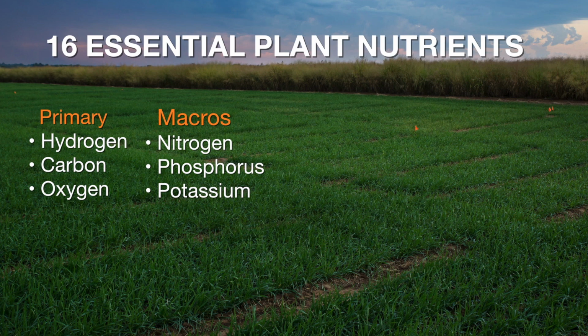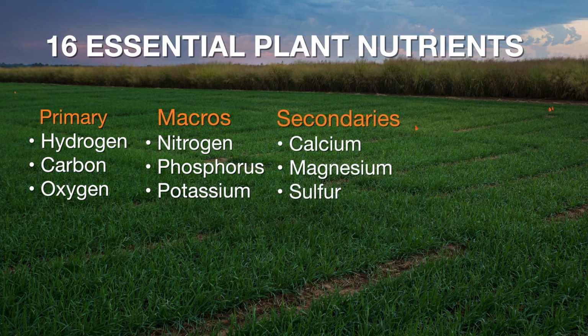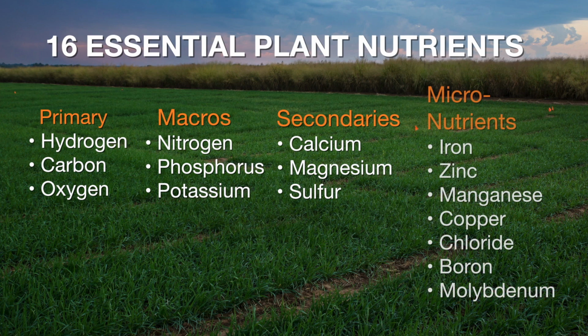We get into our secondaries. Our secondaries are calcium, magnesium, and sulfur. Our third category is micronutrients. In those micronutrients, we have iron, zinc, manganese, copper, chloride, boron, and molybdenum.